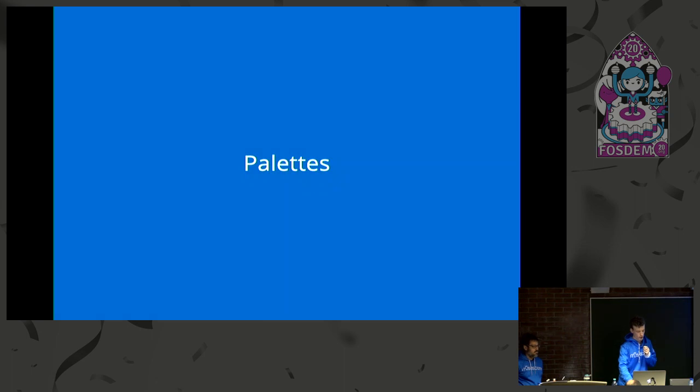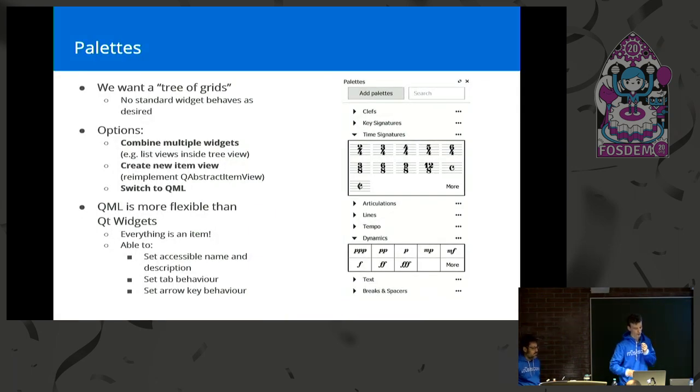So now we'll look at something a bit more challenging than the new score wizard, which is the palettes. So the palettes here is how you add elements to the score, and you can see that the design that we were given for sighted users is like a tree of grids. So we have these categories of palettes, clefs, key signatures, time signatures, and each one expands into a grid of symbols. And the difficulty here is that there's no standard widget that will give you this appearance in Qt.